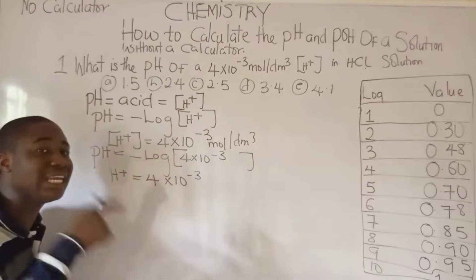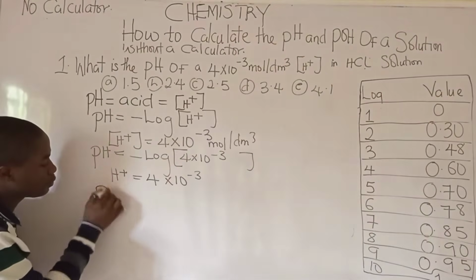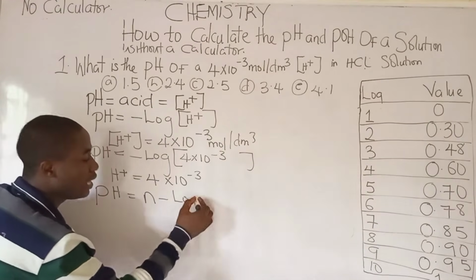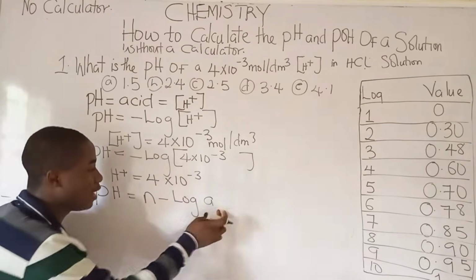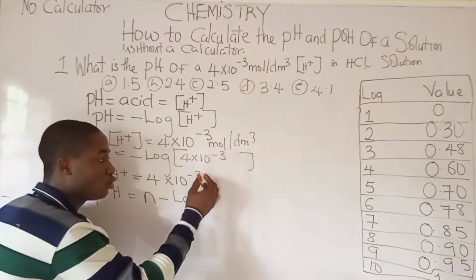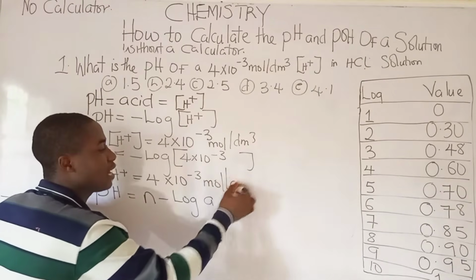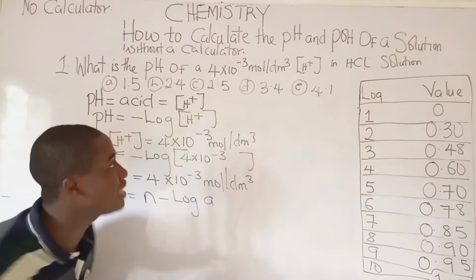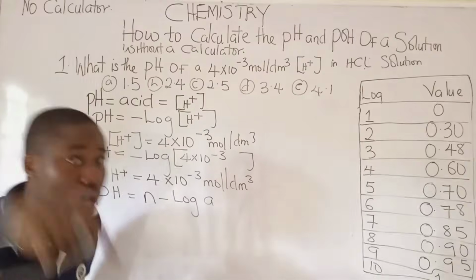And I gave an alternative formula to be used when solving this problem, which is pH equals n minus log a. Now we're going to assign values to all of these symbols using this hydrogen ion concentration. Okay, that is how it works. But before we even solve, let us estimate the answer to this question.